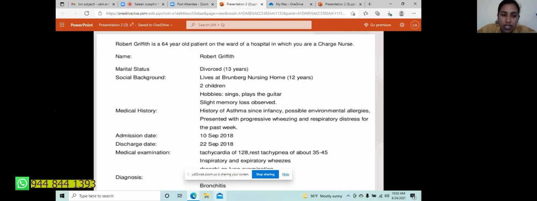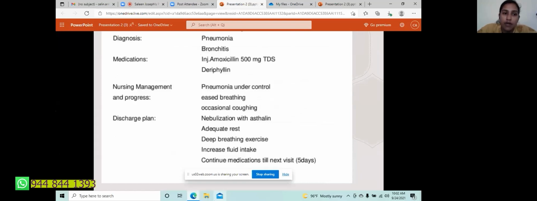Admission date is there, discharge date is there, and the medical examination: tachycardia, tachypnea, inspiratory and expiratory wheeze. Then we have the diagnosis, that the patient has pneumonia and bronchitis, and the medication prescribed for the patient, the nursing management, what all they have done, and the discharge plan. Everything is there. The discharge plan is the recommendations that we will use at the end of the letter: continue nebulization with saline, adequate rest, deep breathing exercises, increased fluid intake, and continue medication.